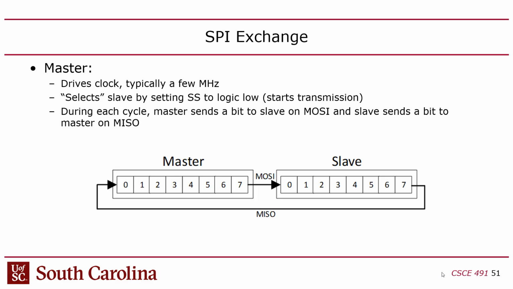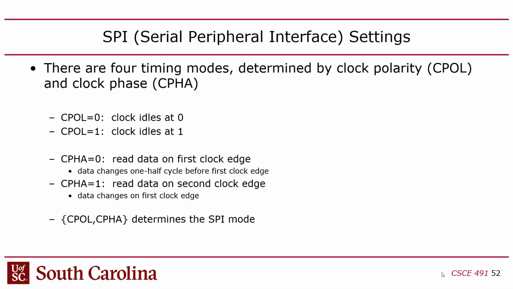So this idea of an exchange is kind of dumb. And in practice, no one ever does the exchange, right? It's usually just one-way communication, right? But the protocol still is designed around this idea of an exchange. Okay, so keep that in mind. That's part of the confusing part of SPI.